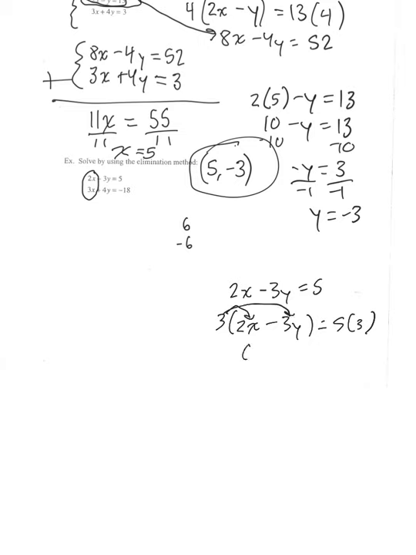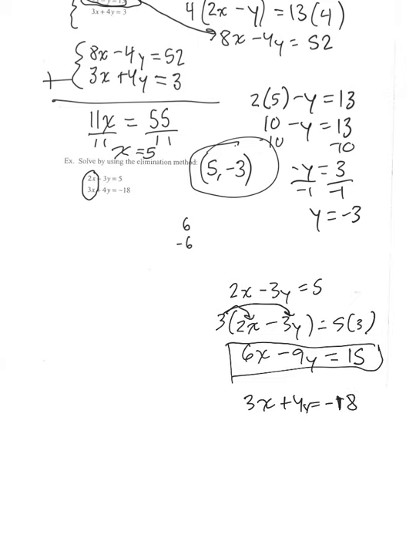I'm going to distribute the 3. I get 6x minus 9y equals 15. And now I have an equivalent equation that has 6 as the coefficient of the x term, which is exactly what I want. Now I need to do the same thing with the 3x plus 4y equals negative 18. And now what I need to do is multiply each side by negative 2, making sure I include that in there as well.